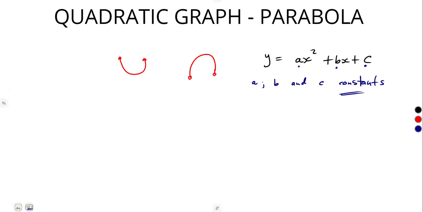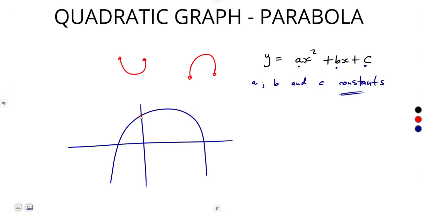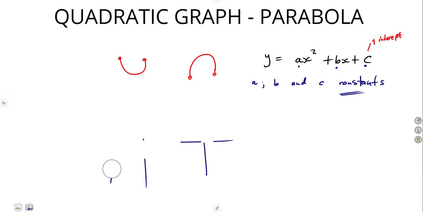And c is also important in our equation. This c here is the y-intercept, where the graph is going to cross the y-axis. So that is at point c. This is the y-intercept, where x is equal to 0 on the y-axis. And this part of b is going to help us in determining the axis of symmetry, which is going to help us find the turning point. We're going to talk about that later on.